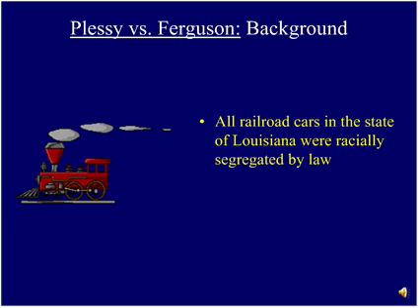It involved a law in the state of Louisiana that required that all railroad cars be segregated on the basis of race. A man by the name of Homer Plessy sued, and he claimed that this wasn't equal treatment under the law. Eventually, the Supreme Court issued a ruling in 1896.